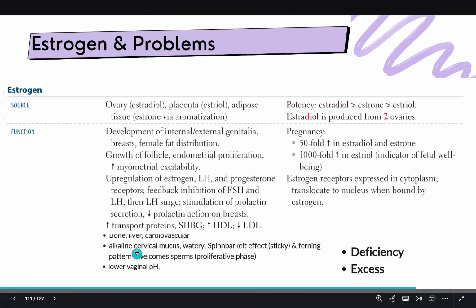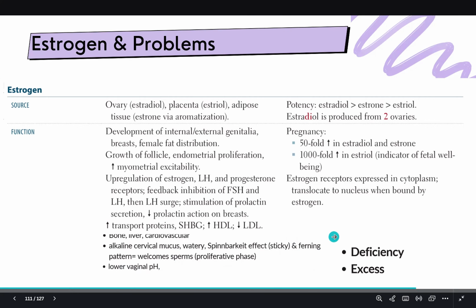Another thing is its effects in the cervix. In the cervix, it leads to alkaline mucus that is watery and sticky. Whatever it does is make sure that the sperm can easily enter and sticks easily and enters inside. This is called the spinnbarkeit effect, which shows that the cervical mucus is sticky during this time in the follicular phase, because of the effect of estrogen. And then it also has ferning, which is a leaf-like pattern if you leave the cervical mucus to dry. Just know that, again because of estrogen. So this is in the follicular phase because the estrogen is high during the follicular phase, and then it lowers the vaginal pH.